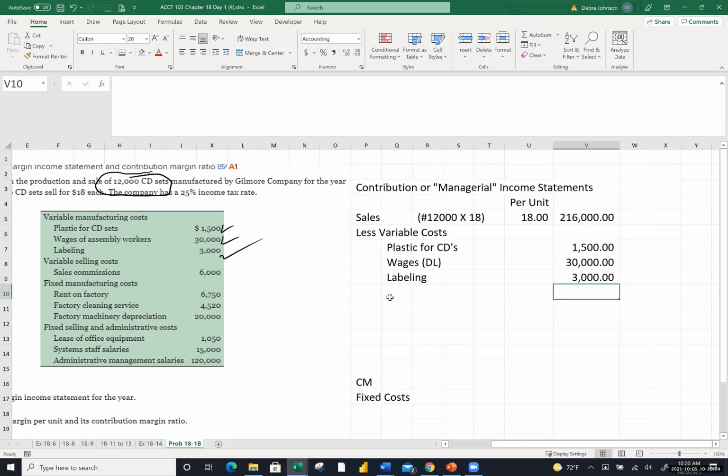The variable selling expenses, commissions are always based on sales. So that'll be in the variable costs.